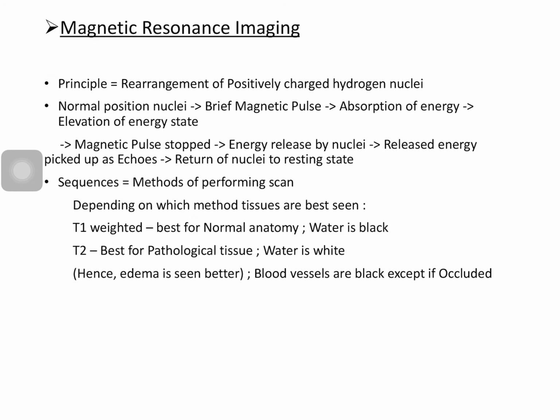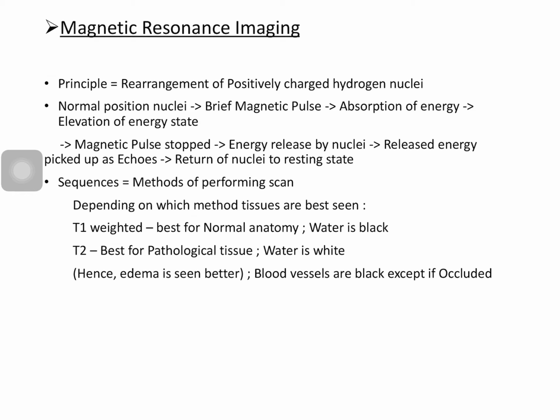Okay, so the second imaging modality is magnetic resonance imaging, in short MRI. The principle is you rearrange the positively charged hydrogen nuclei that are present in every cell of the body or the region that you are examining. So there are the hydrogen nuclei at a normal position. You provide a brief magnetic pulse. An electromagnetic impulse is given to these nuclei. So naturally these nuclei are going to absorb this energy, this magnetic pulse that has been given to them, and naturally their energy state will elevate.